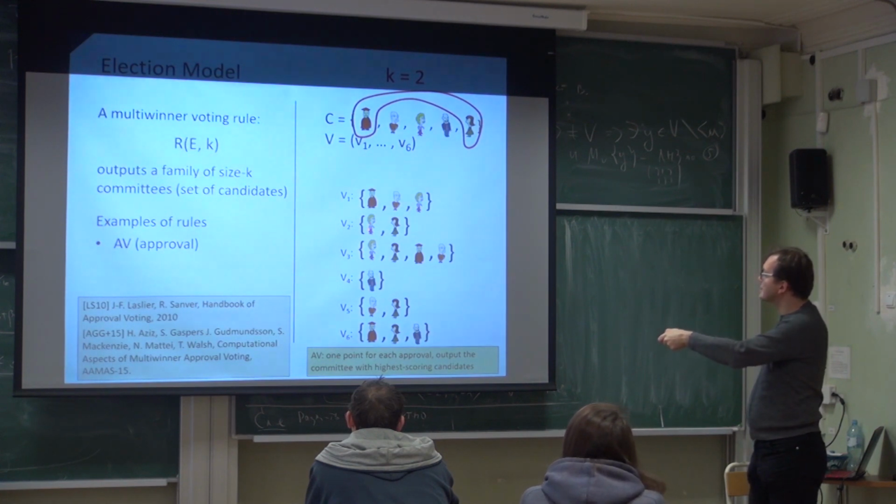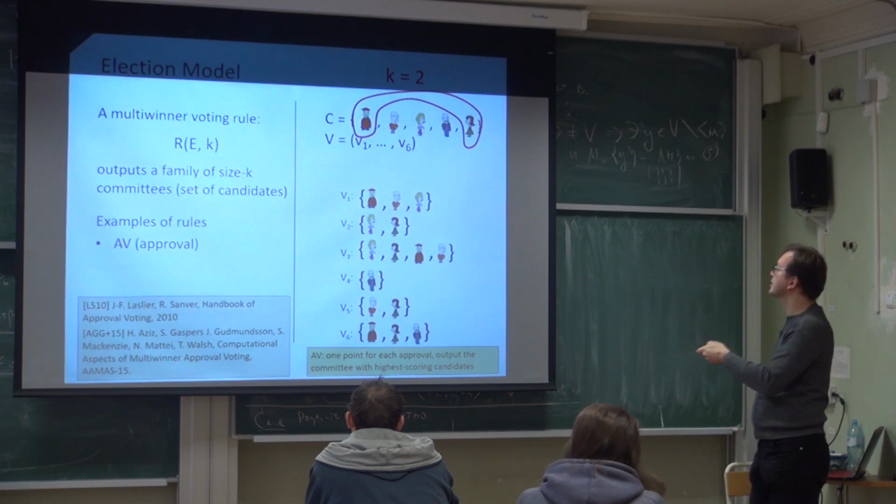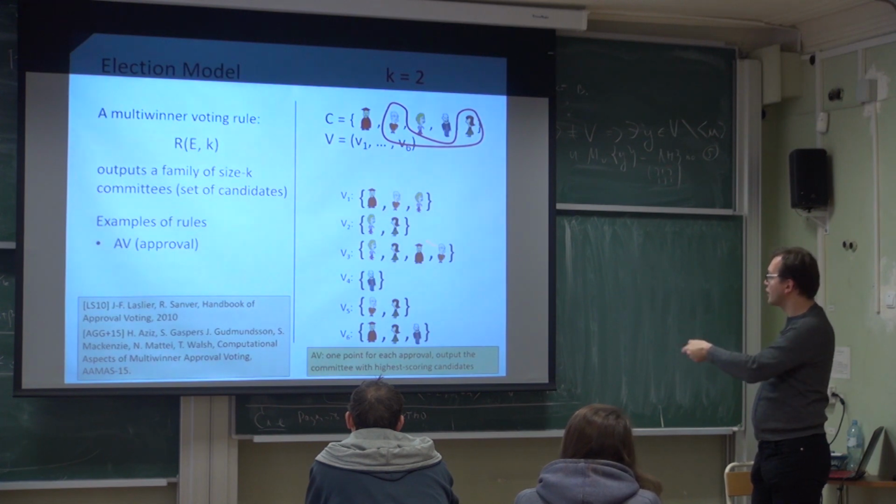So of course the pink lady has actually 3 approvals as well, just like the red guy, and so is the orange guy.